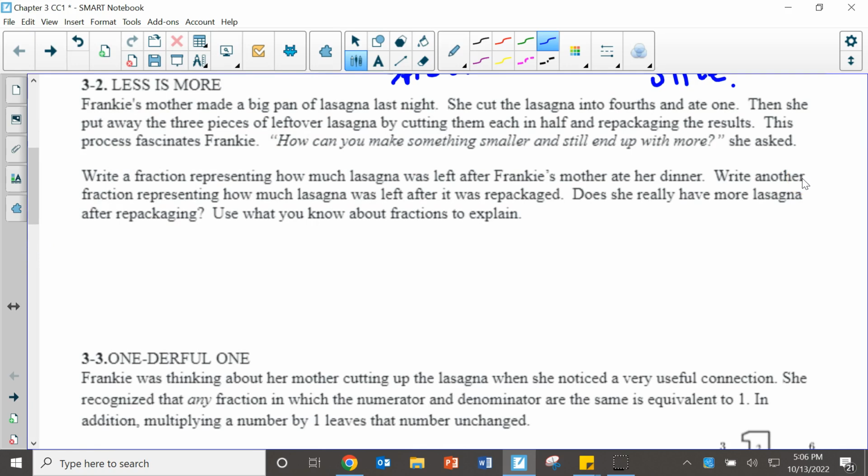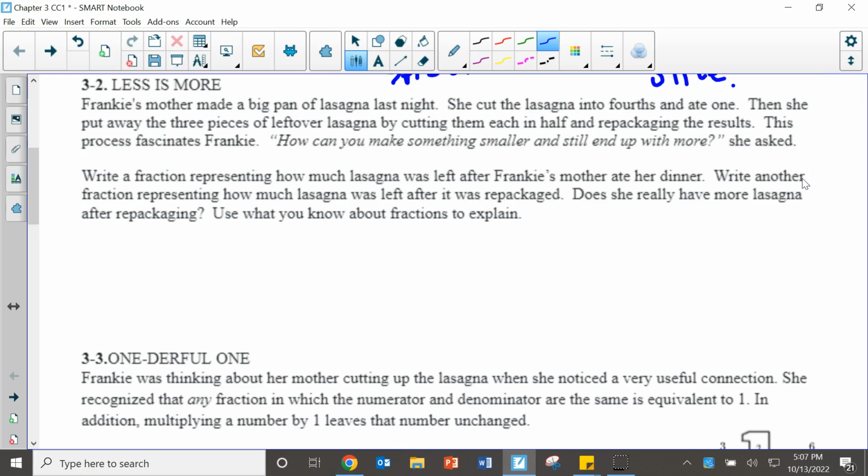So it says less is more. Frankie's mother made a big pan of lasagna last night. She cut the lasagna into fourths and ate one. Then she put away the 3 pieces of leftover lasagna by cutting them each in half and repackaging the results. This process fascinates Frankie. How can you make something smaller and still end up with more? She asked. Write a fraction representing how much lasagna was left over after Frankie's mother ate dinner. Write another fraction representing how much lasagna was left after it was repackaged. Does she really have more lasagna after repackaging?